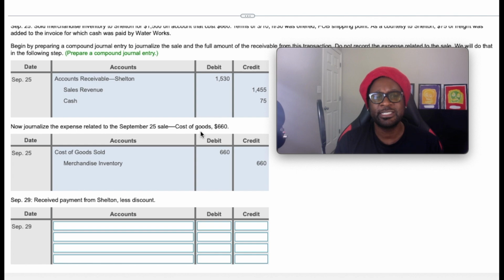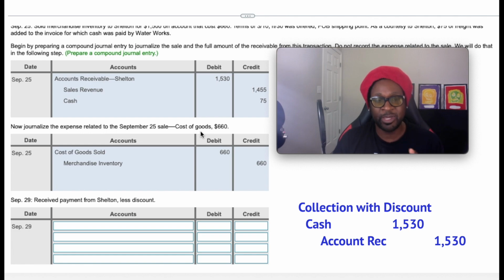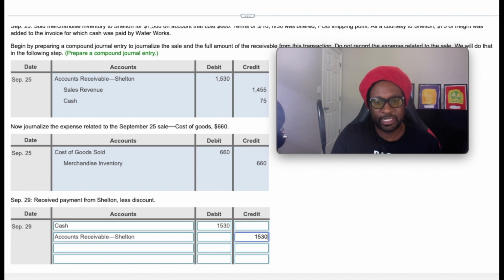Alright, gang. We can see on September 25th, we had made a sale for the net amount, including the discount, of $1,455. But remember, we also paid a courtesy amount of the freight out for the $75, which is also included in our accounts receivable. Since we are now collecting within the discount terms, we're going to simply make a recording by debiting cash and crediting accounts receivable for the total netted amount of $1,530. We're going to check our answer.